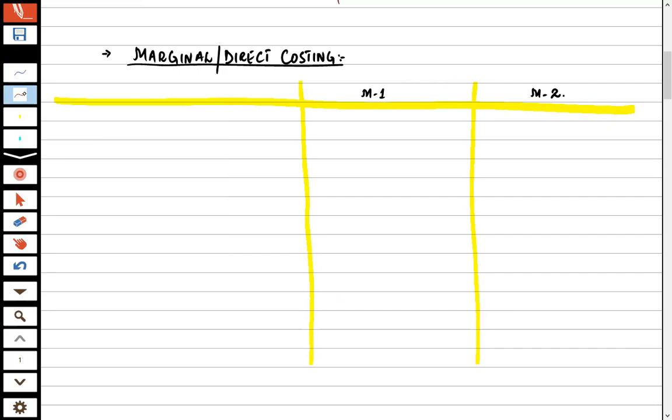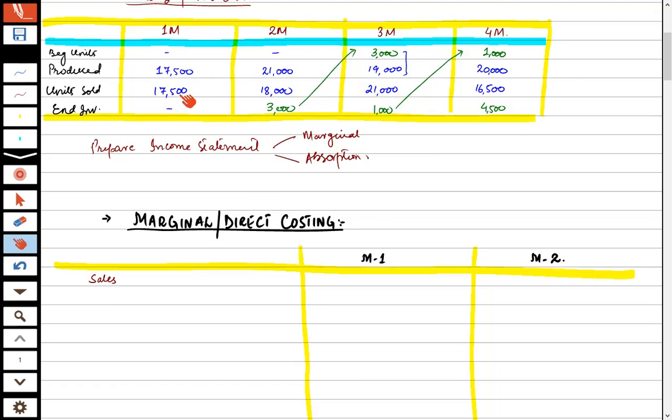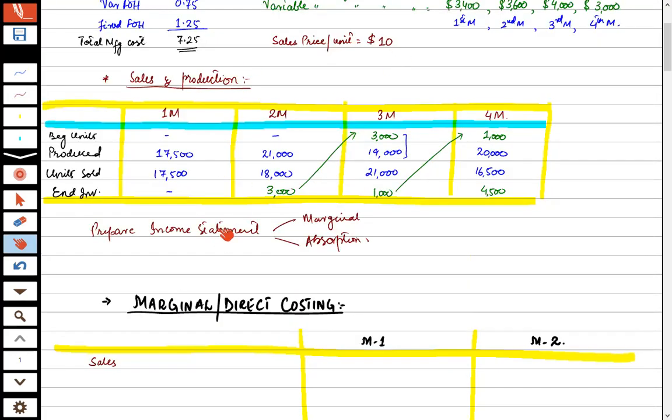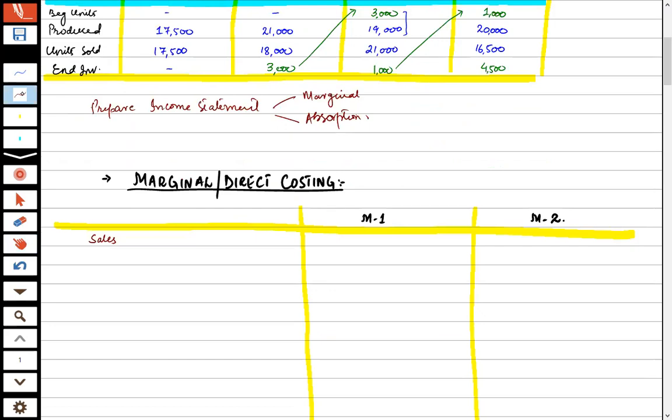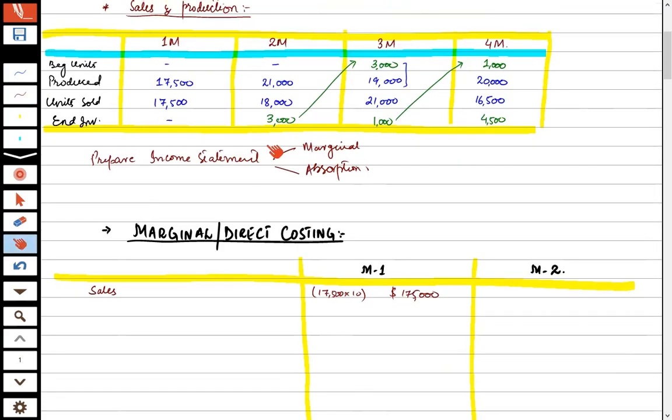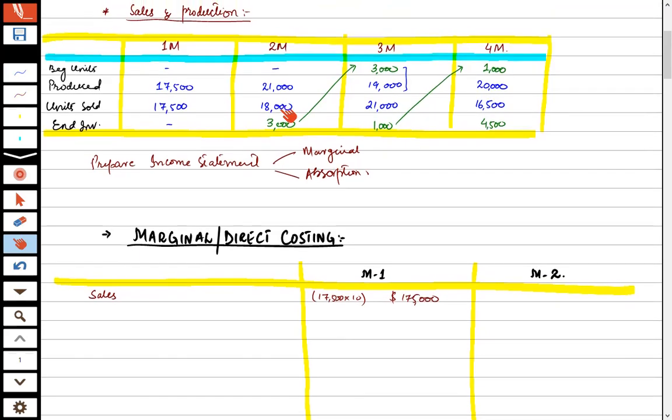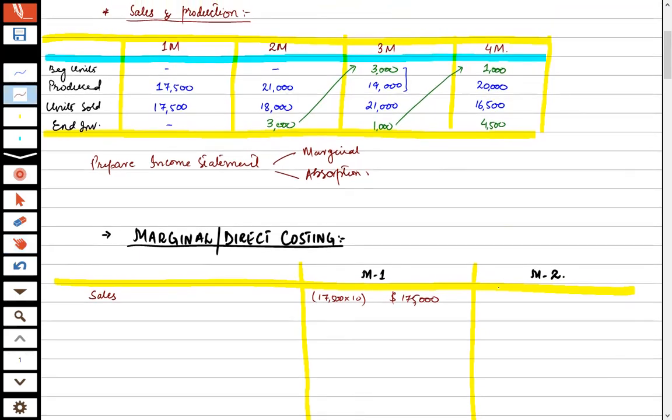So the income statement obviously starts with the sales. So we will make the data of sales. For the first month, we have sold 17,500 units at the rate of $10 per unit. That is 17,500 into 10. It would be $175,000. This is for your understanding. In month two, we have sold 18,000 units, so it would be directly $180,000.